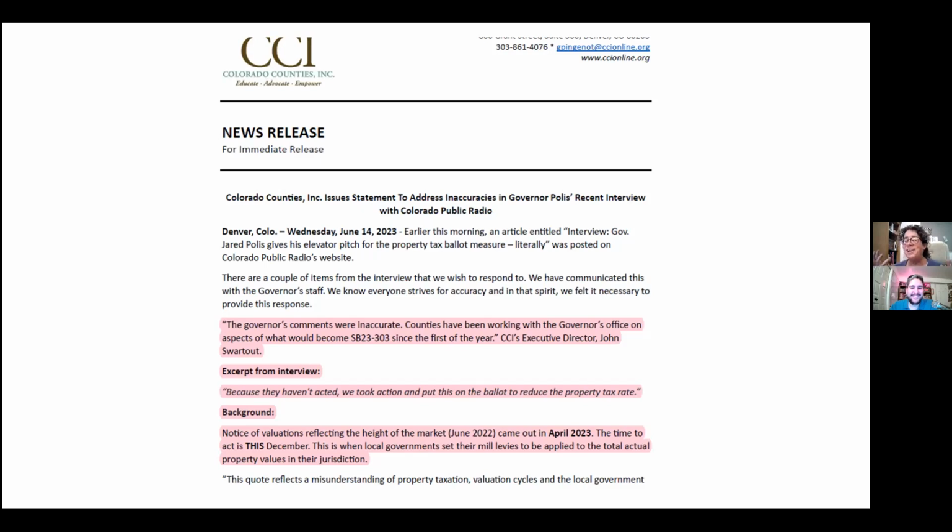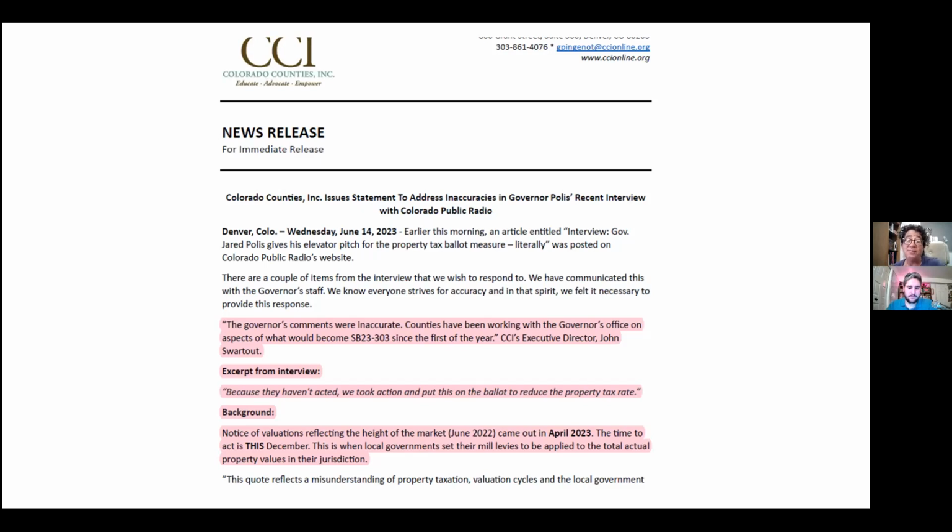There's been reporters trying to nail him down. Say it, say the word TABOR. And he's like, no. He does the spiel, but he doesn't say it. So Colorado Counties just put out a news release, and I've got it copied here, calling out Polis. Colorado Counties is an organization, almost like a lobbyist group or organizational group for the counties.